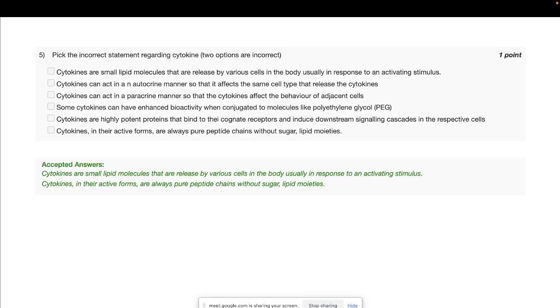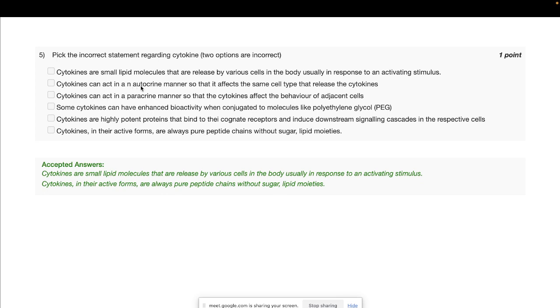If you look at these options, first of all, cytokines are small lipid molecules is wrong, because it's not a lipid molecule, it's protein in nature. So that is one option for this answer. Then cytokines in their active forms are always pure peptide chains without sugar or lipid moieties is also wrong. It's not a peptide, it's a complete protein. Peptides are smaller in nature. For example, they can have 20 to 50 amino acids, but proteins have a bit more amino acids compared to peptides. The rest of the options are all correct.